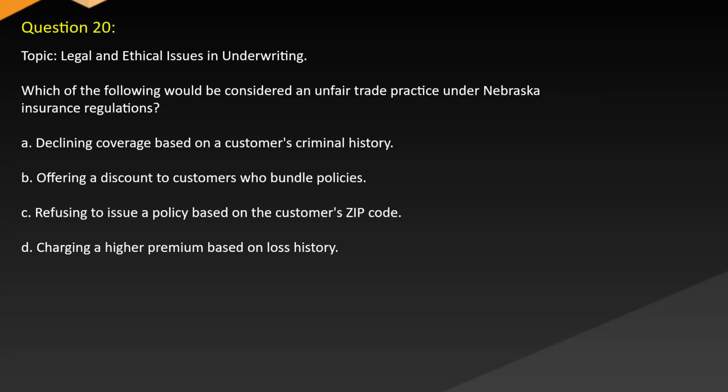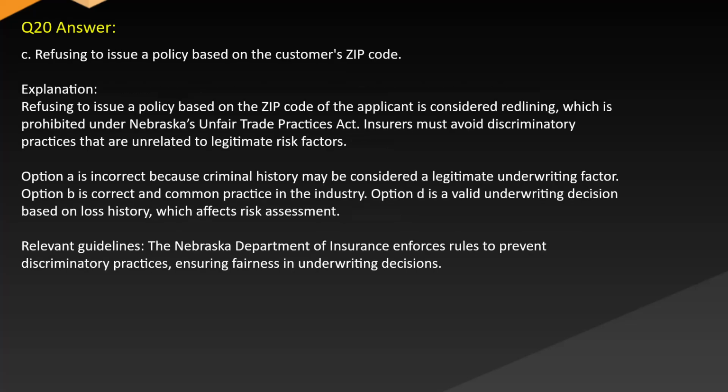Question 20. Topic: Legal and ethical issues in underwriting. Which of the following would be considered an unfair trade practice under Nebraska insurance regulations? A. Declining coverage based on a customer's criminal history. B. Offering a discount to customers who bundle policies. C. Refusing to issue a policy based on the customer's zip code. D. Charging a higher premium based on loss history. Answer C. Refusing to issue a policy based on the customer's zip code.